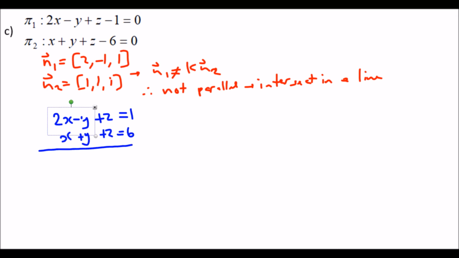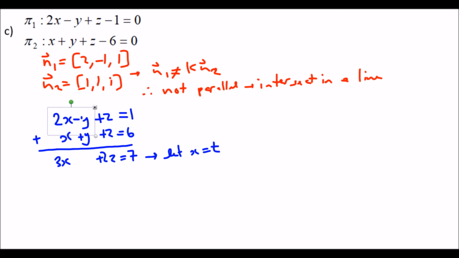I choose which one I want to eliminate. It doesn't matter. So I'm going to eliminate the y, because they are the same coefficient but opposite signs. That means I can easily add here. So I'm going to add, and I get 3x plus 2z equals 7. Now what do I do here, Mr. Wills? Well, I'm going to randomly assign one of the variables t. What do you mean by that? Well, I'm just going to say either x or z is t. So here I'm going to say let x equal t.